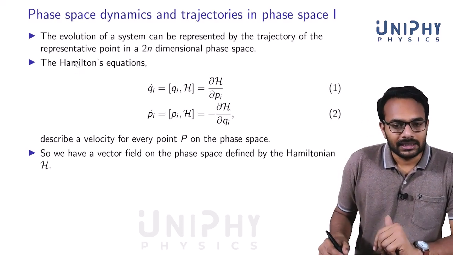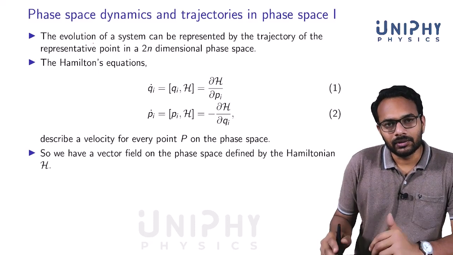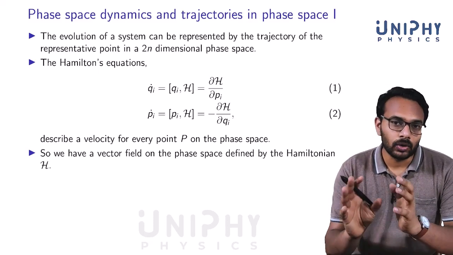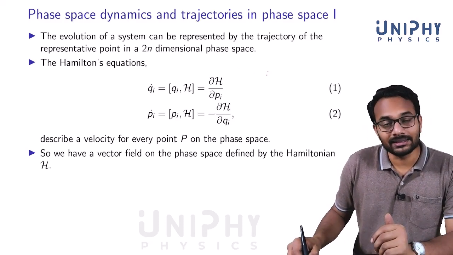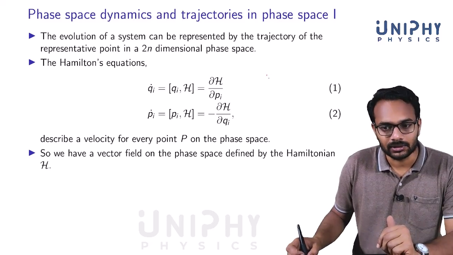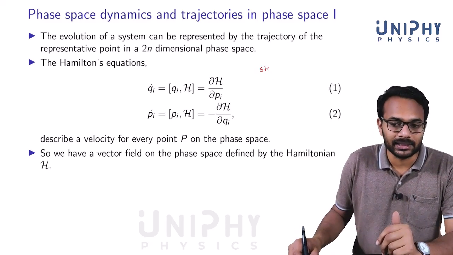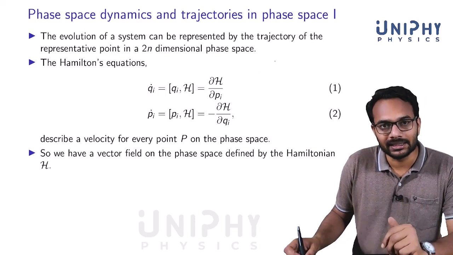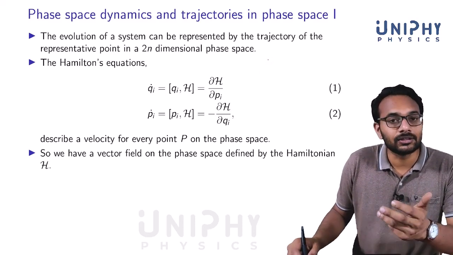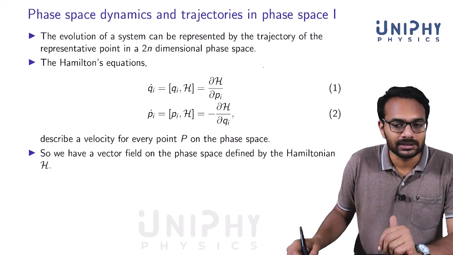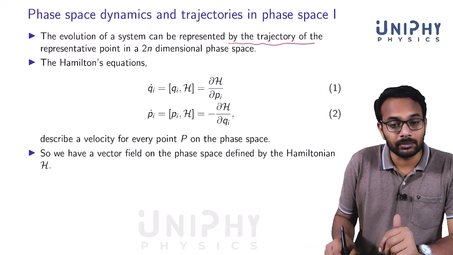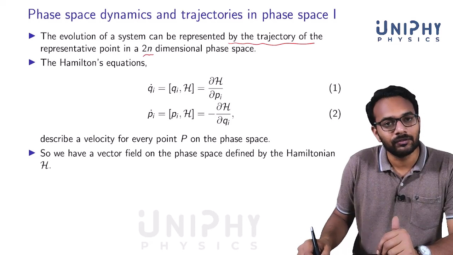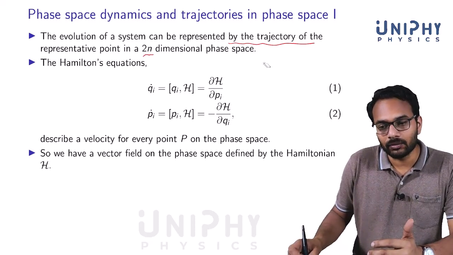So we'll just refresh a little bit. You know that we have been talking about the Hamiltonian formalism, and we said that the whole system is represented by one point in the phase space. Phase space is the state space for the classical mechanical system, which means that points in phase space correspond to different classical mechanical states of the system. We have discussed this. The evolution of the system can be represented by the trajectory of the representative point in a 2n-dimensional phase space. So if you have a one-dimensional system, you will have a two-dimensional phase space.